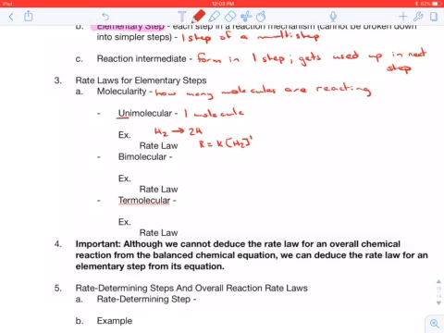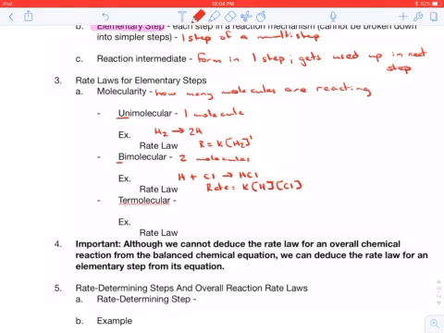Bimolecular means that we have, you guessed it, two molecules reacting. We could think of an example like H plus Cl going to HCl. I'm just trying to think of really simple ones. And so our rate law is rate equals k times the concentration of H times the concentration of Cl. What we see here is that when we have elementary steps, we can write rate laws for them. And so we'll talk about that.